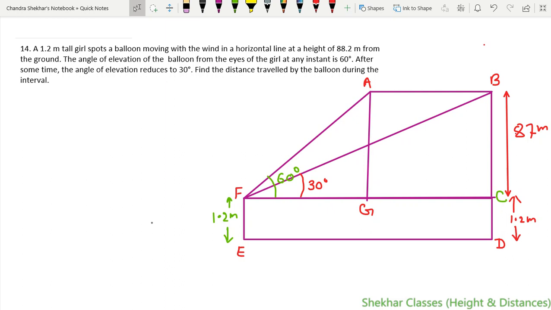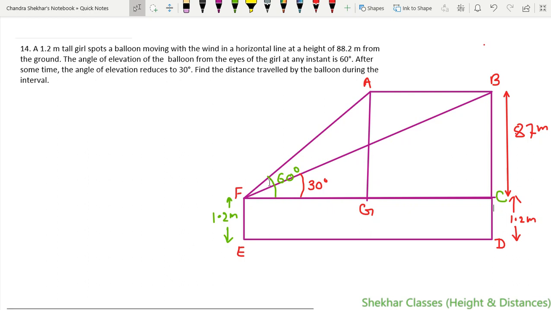A 1.2 meter tall girl spots a balloon moving with the wind in a horizontal line at a height of 88.2 meter from the ground. The angle of elevation of the balloon from the eye of the girl at any instant is 60 degree. After some time, the angle of elevation reduces to 30 degree. Find the distance traveled by the balloon during this interval.